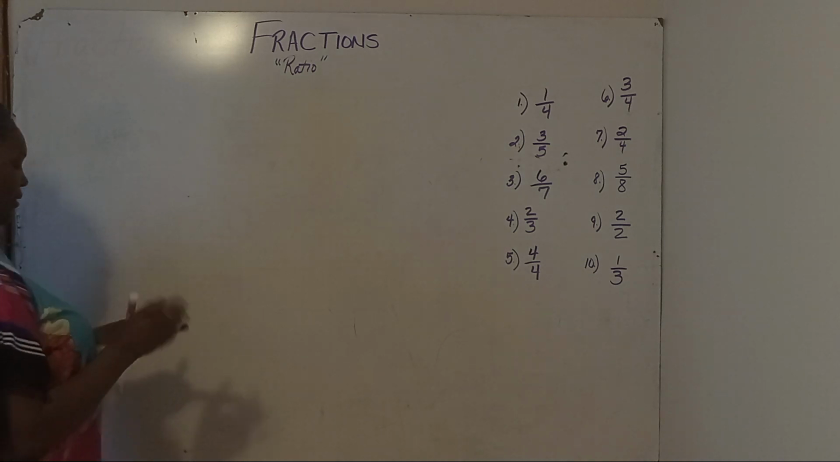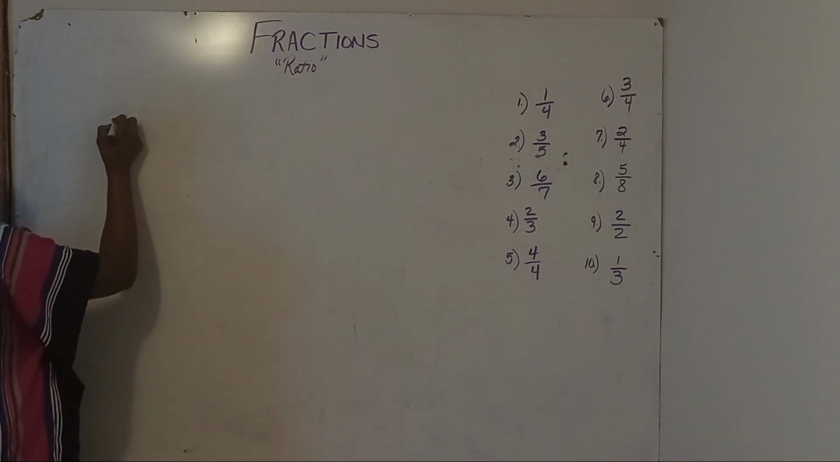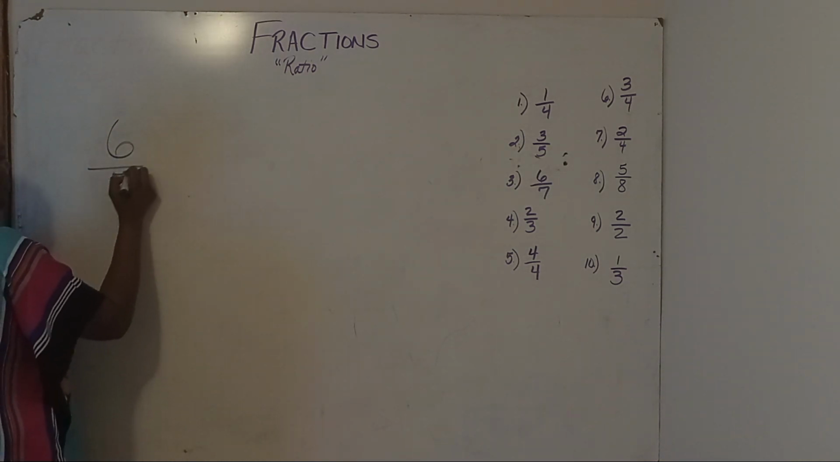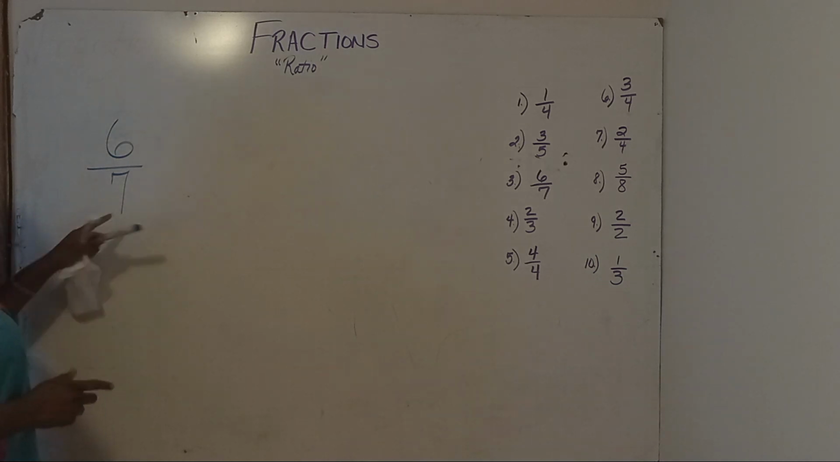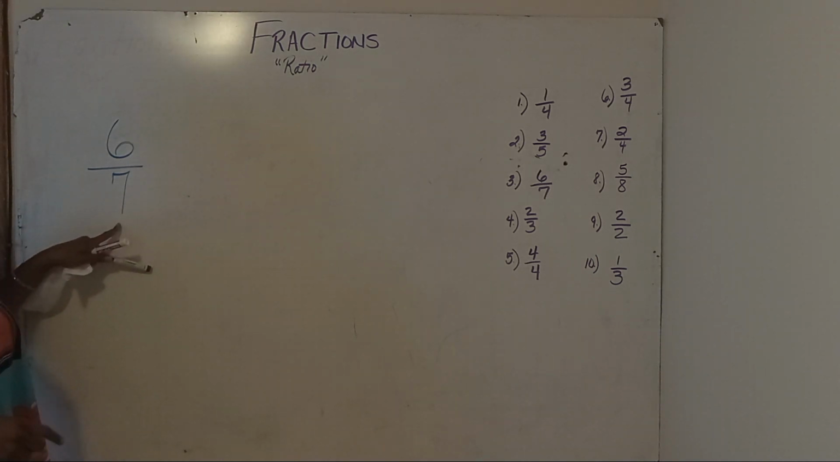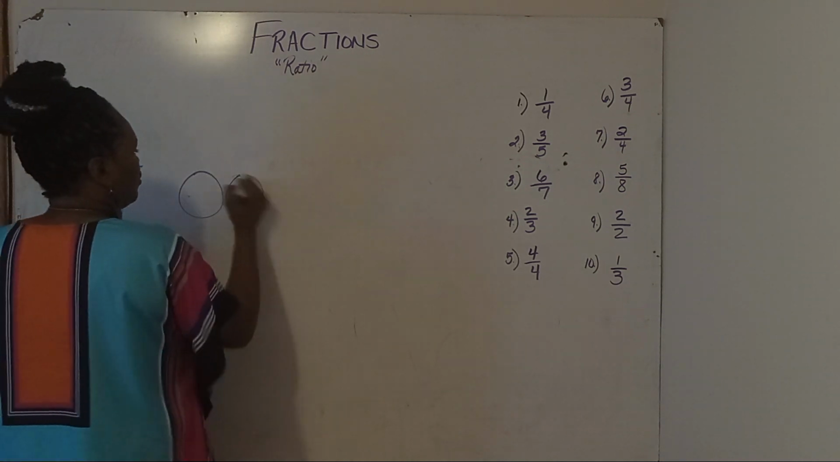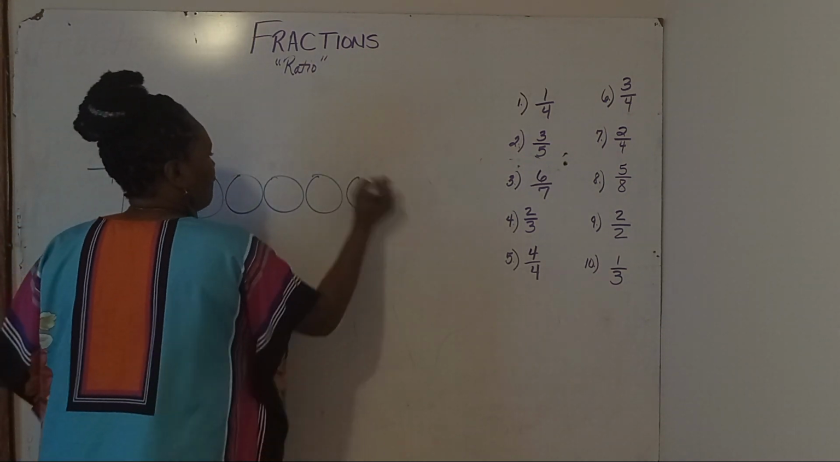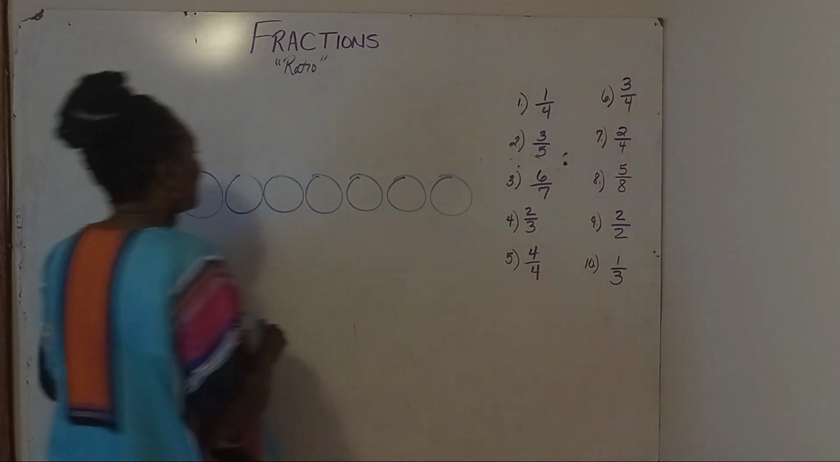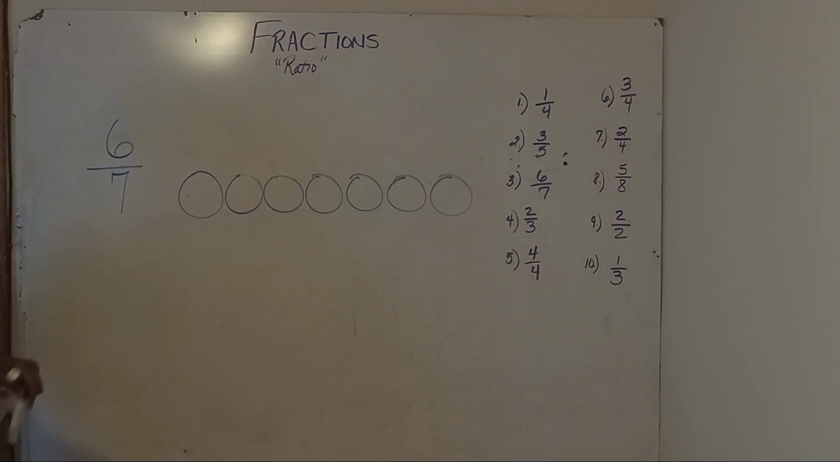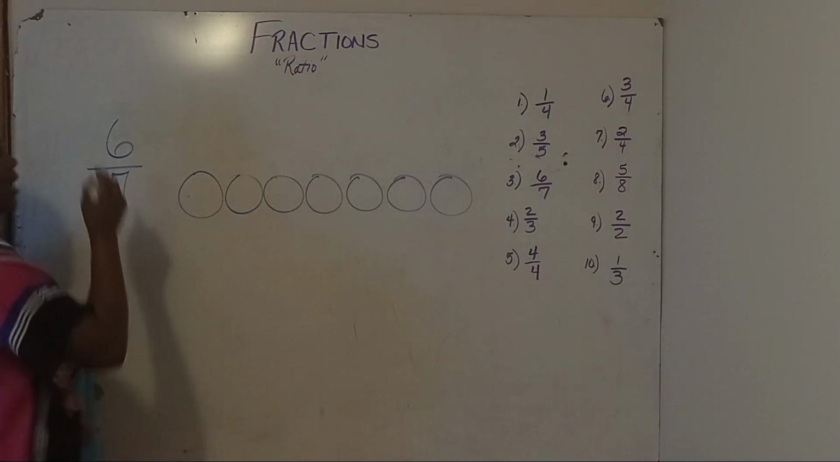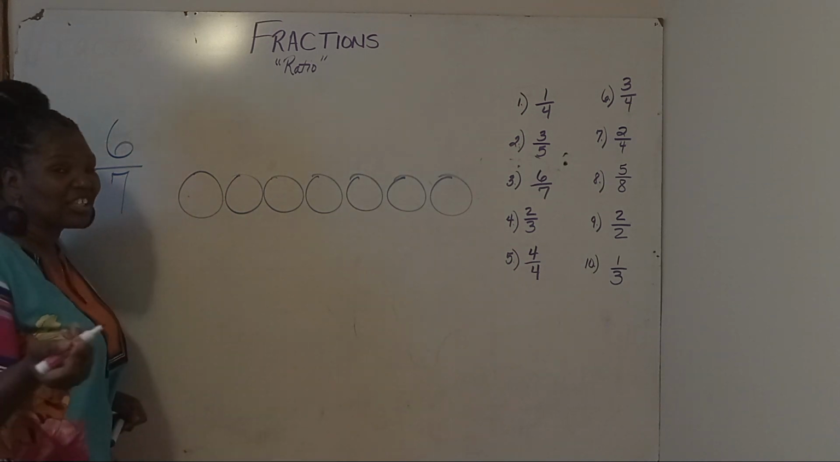We have 6/7. How many circles am I going to draw? The number at the bottom tells me. I'm going to draw 7. 1, 2, 3, 4, 5, 6, 7. And the number at the top tells me how many I'm going to color. I'm going to color 6 of them. And I can color any 6.